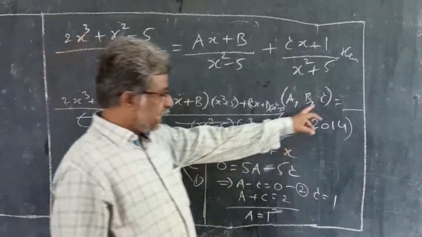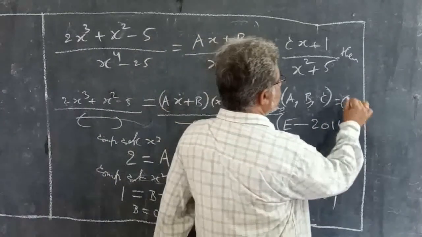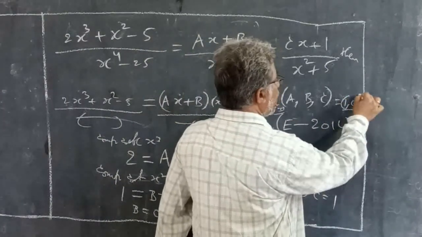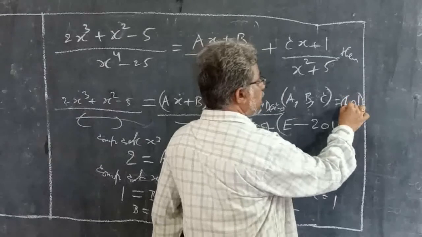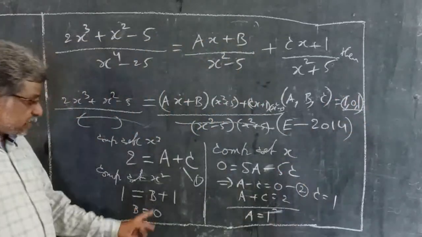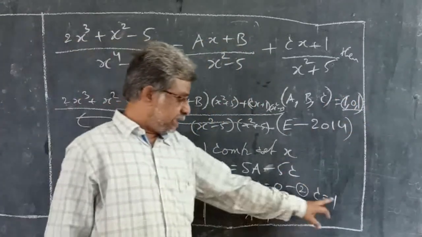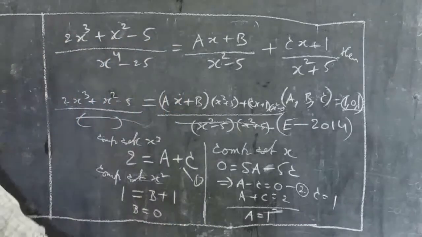Now he is asking a comma b comma c, which means 1 comma 0 comma 1. A is 1, b is 0, c is again 1. So 1 comma 0 comma 1.